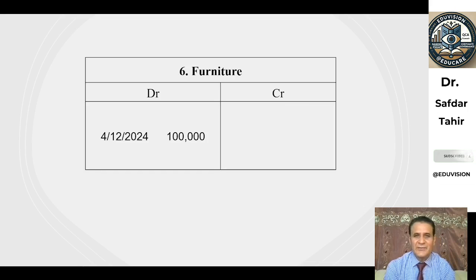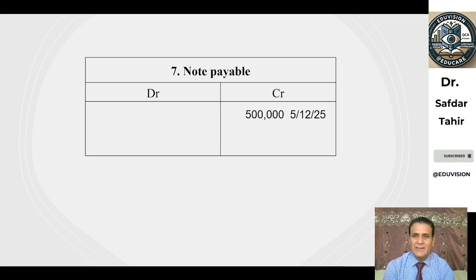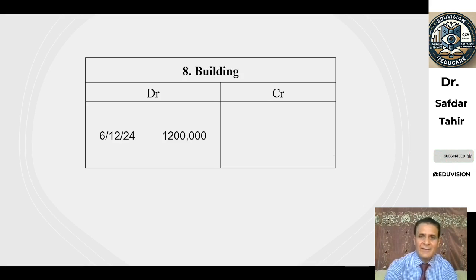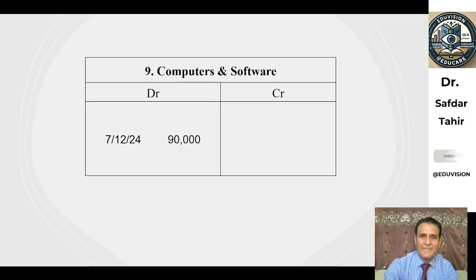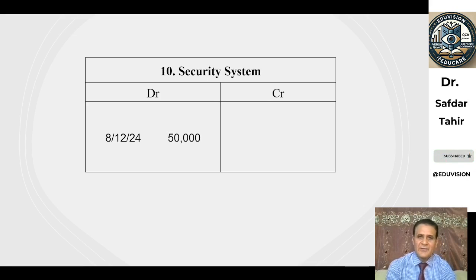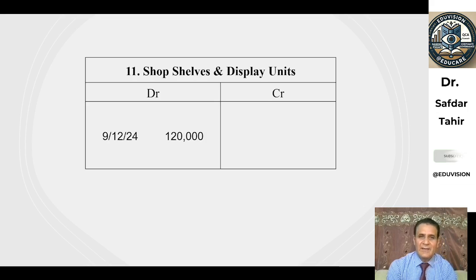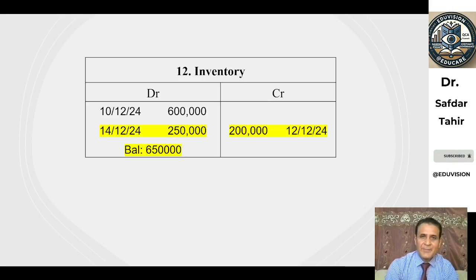The furniture account shows 1 lakh of furniture in the company. Note payable is 5 lakh, building is 12 lakh, and software and computers are 90,000 rupees. A security system of 50,000 rupees. Shop shelves and display unit of 1 lakh and 20,000.